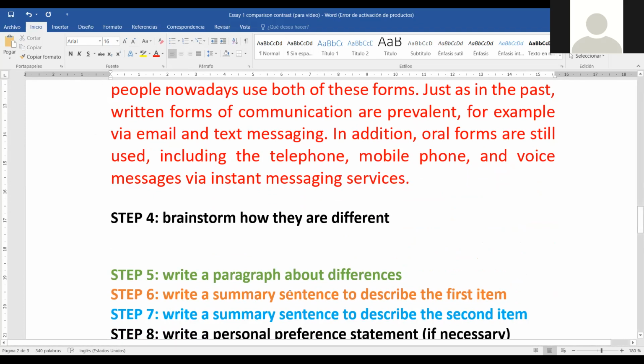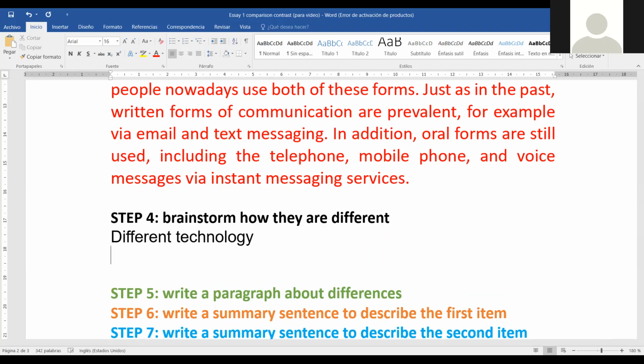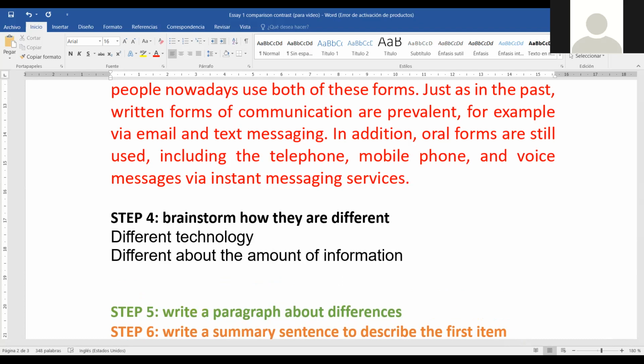It's different technology. Yeah, different technology. What else can you say? It's different in how much information you can send. That's nice. Different about the amount of information. That's good. What else? It's different in how fast the other person receives the message. Yeah. How fast? Something else that pops up into your mind?